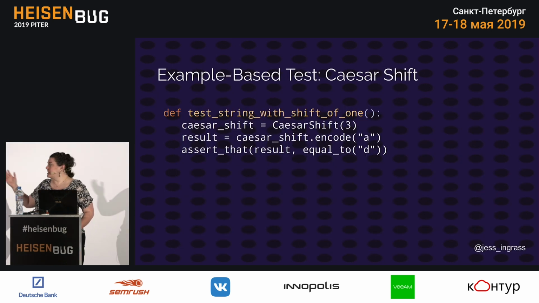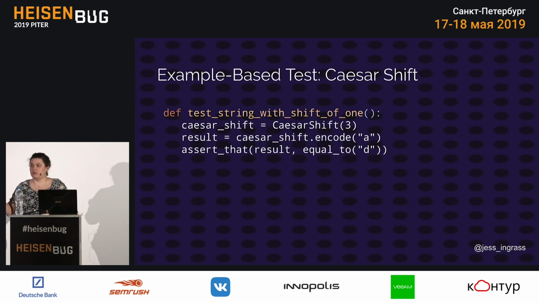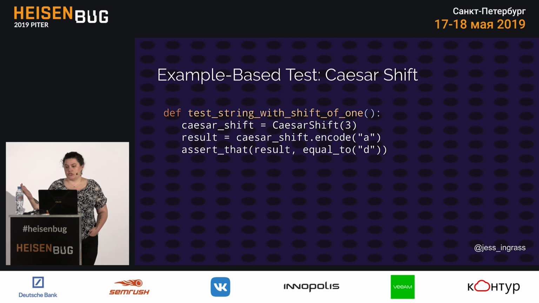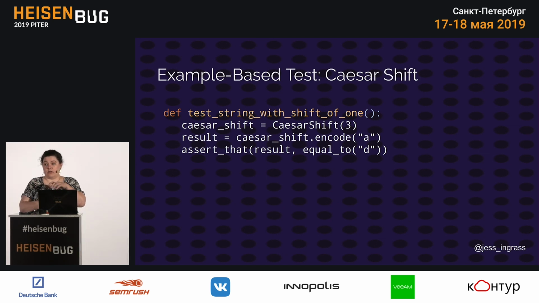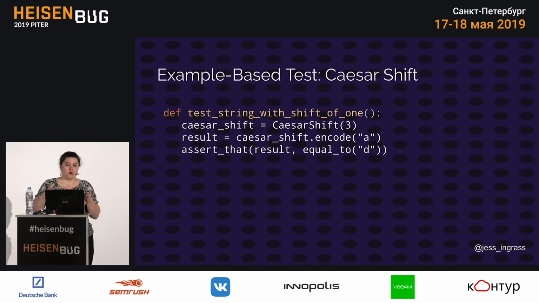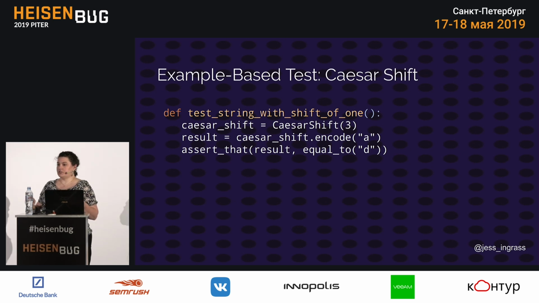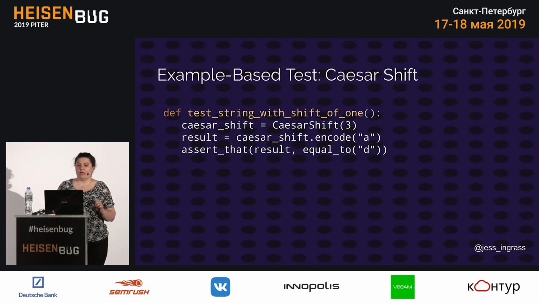So here's an example-based test. An example-based test, for those of you who haven't used that language before, is just another word for unit test. It's very similar to our standard unit test. So in this case, we have 3 as the distance of the shift. We have our letter to be encoded, and we have our expected result of the encoding. So we want to start with the letter a. We expect the lowercase letter d to come out.